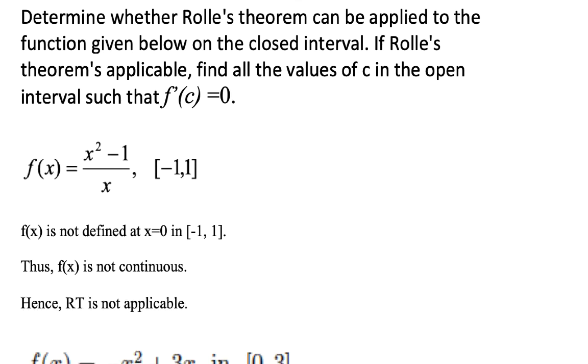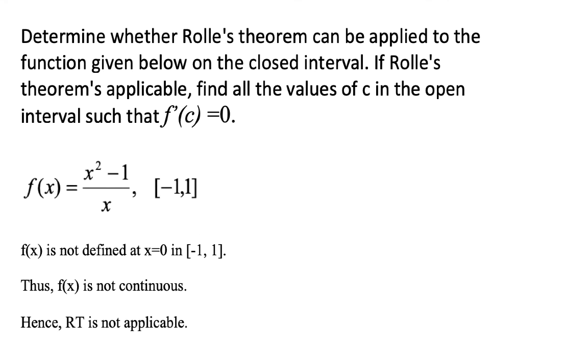f of x equals x squared minus 1 over x in the interval minus 1 to 1. Clearly, the point x equal to 0 lies in the interval from minus 1 to 1, and at this point the function is not defined. Hence, my function is not continuous. So the very first condition of Rolle's theorem is not satisfied. Hence, we can say that Rolle's theorem is not applicable.